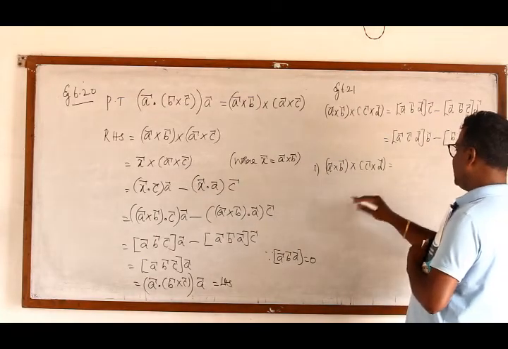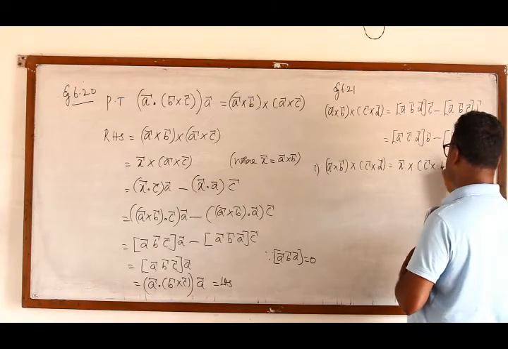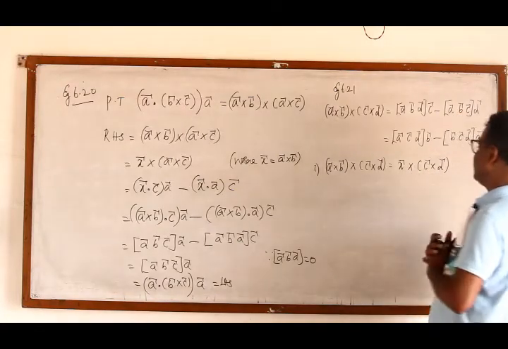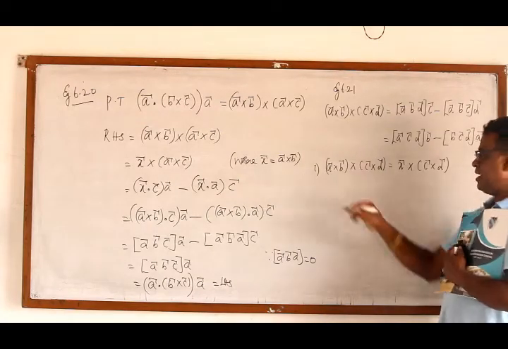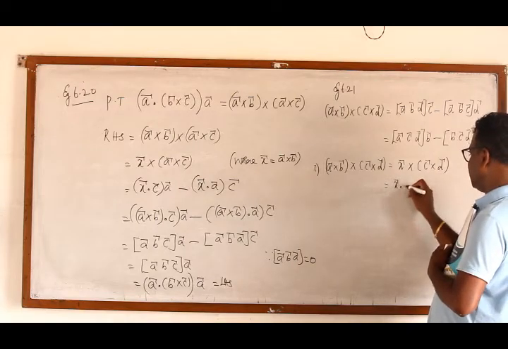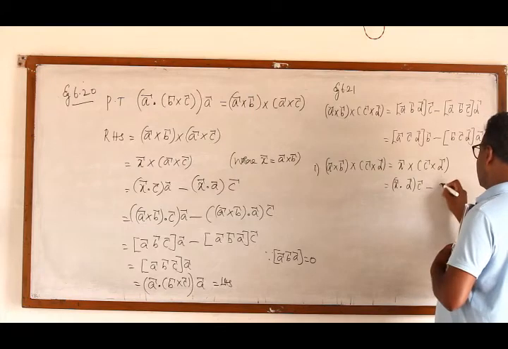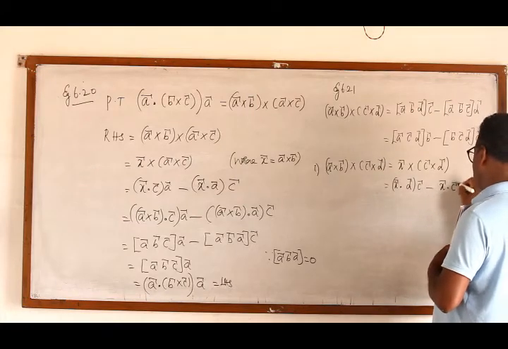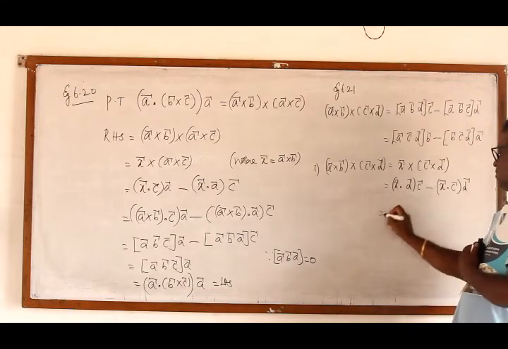There are 4 vectors, so let me assume the first vector as x, that is x vector cross C cross D. Now this is becoming a cross product of 3 vectors, so I can apply this formula. It is (x dot D) into C minus (x dot C) into D. That's all. Now I can substitute for x.